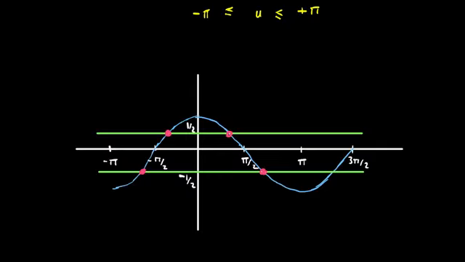Well, we can find our first solution by using the cos inverse. So u is going to be equal to cos inverse of a half. And if we do that and we're using degrees, then we'll get 60 degrees. But if we're using radians, we're going to get pi by 3. So this coordinate there is going to be pi by 3.